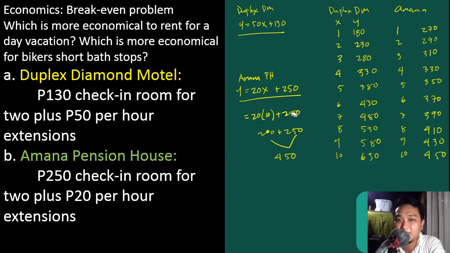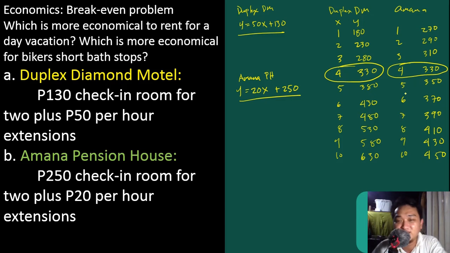Ayan. Now, meron na tayong table of values. Hanapin na lang natin kung saan sila magkakapareho. It seems that yung dalawang system na to o yung dalawang motel na to magkasundo sila sa 4 hours at saka sa babayaran na 330. Ibig sabihin, alinman sa dalawang motel na to or pension house na to, basta umabot ka lang ng 4 na oras, pareho lang yung babayaran natin.